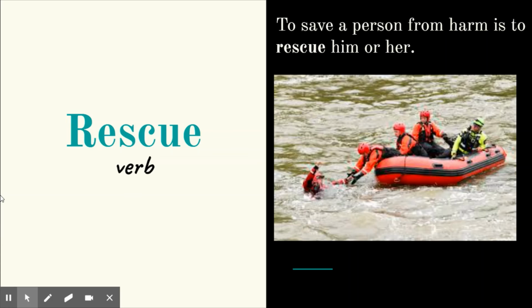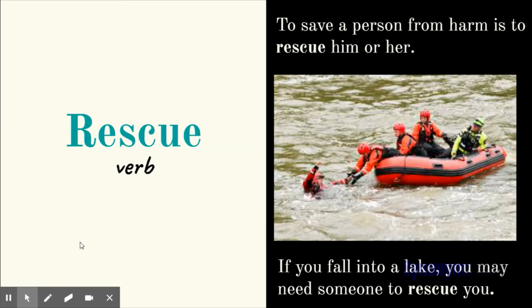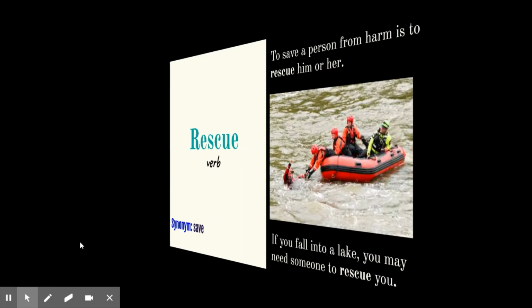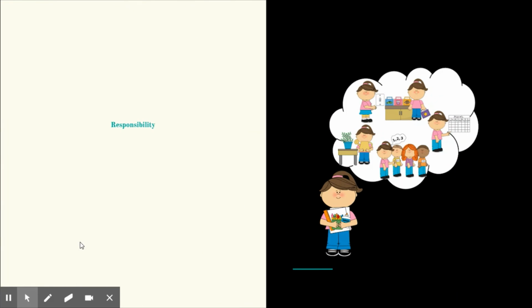So look at the illustration that I have here, okay? And what are those people doing? Yes, they are rescuing somebody. Okay, so let's look at the word in a sentence. If you fall into a lake, you may need someone to rescue you. Can we do it again? If you fall into a lake, you may need someone to rescue you. And a synonym for rescue is save. Let's say that, save.